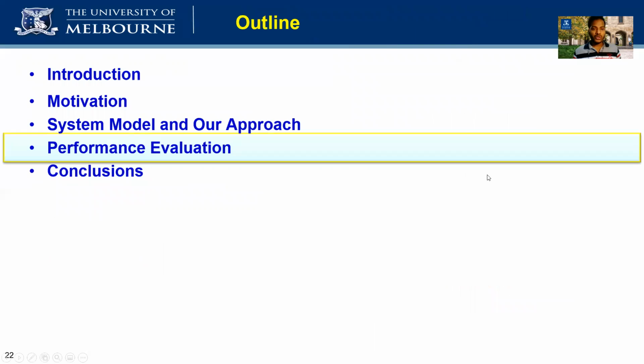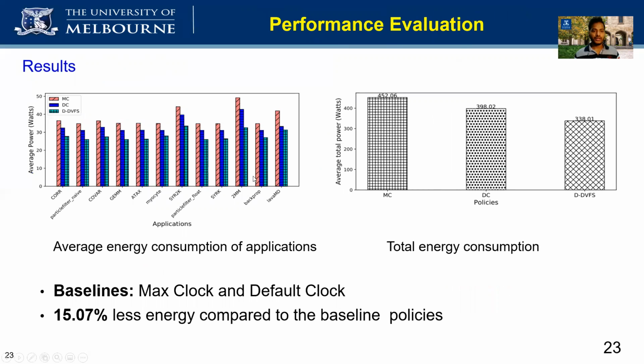Okay, so going over the results of the scheduling part, this graph shows different applications on the x-axis, and the y-axis shows the average power consumption. Based on the result, you can see that our approach, DDVFS, consumes the lowest power in all instances compared to the baselines, that is max clock and default clock, that NVIDIA uses in application execution. And in total, the proposed solution DDVFS consumes around 15.07% less energy compared to the best performing method, the default clock policy.